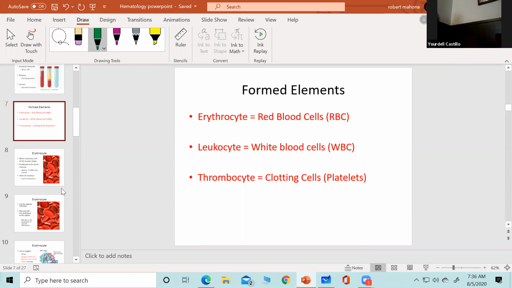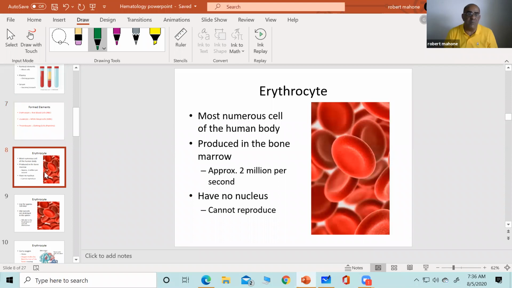Okay. All right. So the first formed element that we're going to talk about is the erythrocyte, the red blood cell. And starting with the idea that this is the most numerous cell of the human body. We have more of these than every other cell combined. I know y'all have heard that we have billions of brain cells. Well, if you take those billions of brain cells and you add every other cell of the body together, you still have more red cells than that. The most numerous cell that we have.